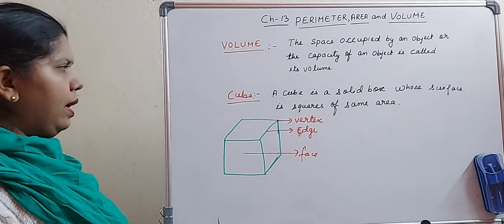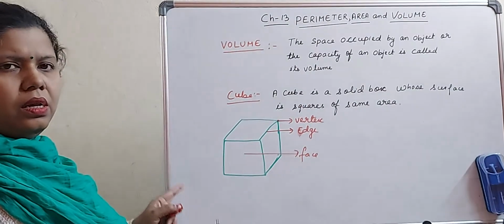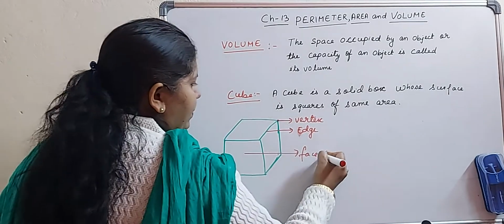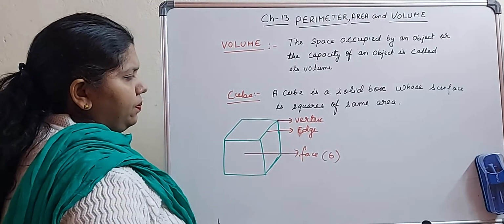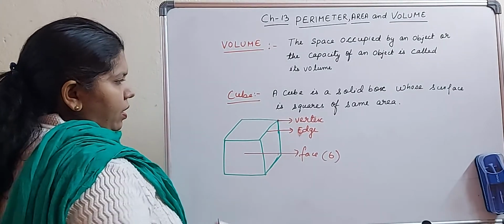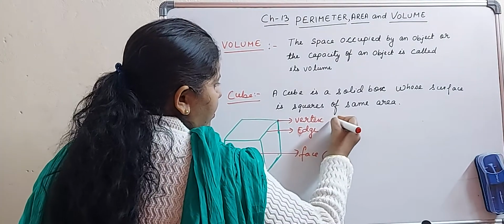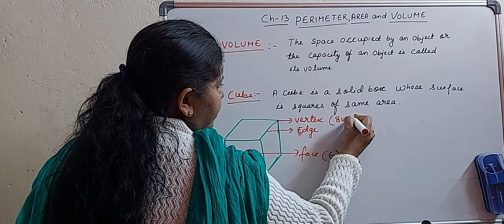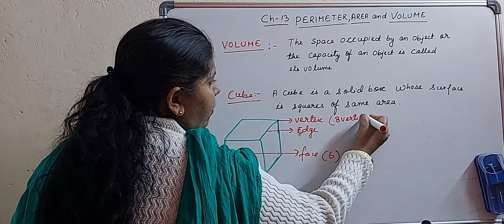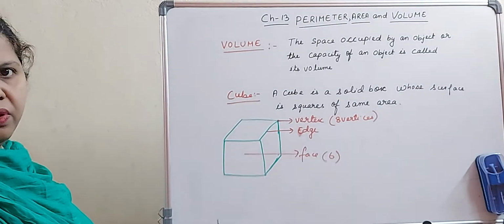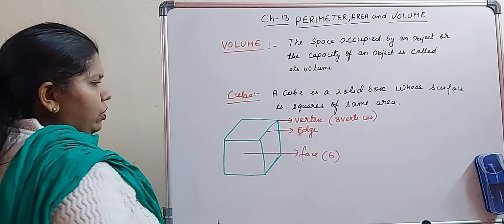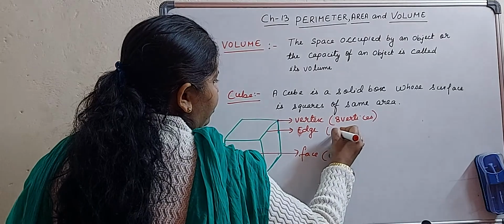Okay, now a cube has total 6 faces. So I am writing here 6, and it has got around 8 vertices. Okay, so 8 vertices you have in a cube. Vertex plural form is vertices. And how many edges does it have? It has around 12 edges.